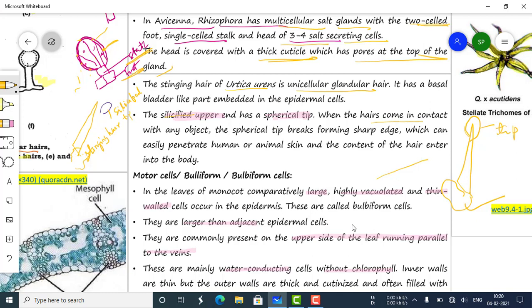When these hairs come in contact with any object, usually a grazing animal, this spherical tip breaks, forming a sharp edge. So when it falls off, this sharp edge will be present, which can penetrate human or animal skin, and the content in the hair enters into the body, which causes irritation. So in Urtica, such a stinging hair is present.